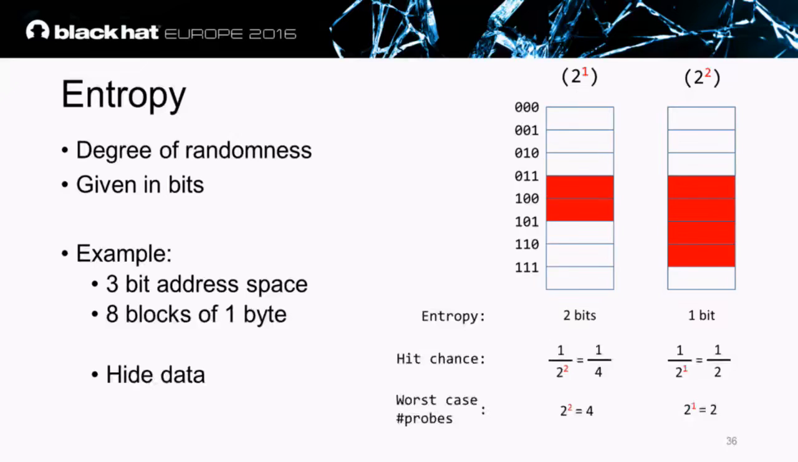Okay, so if the memory region would be 4 bytes, you would occupy half of the 3-bit address space. It would occupy 2 bits of the address space, and entropy would be 1 bit, which means that the hit chance is 50%, or the worst case number of probes is 2.